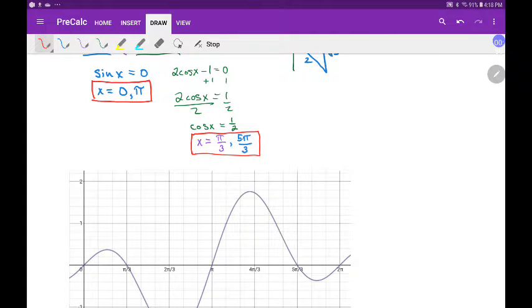If you look back at the last problem, you can see that our solutions are confirmed by the graph at 0 and at pi and pi over 3 and 5 pi over 3. And we're not counting 2 pi because that wasn't included in the options. But anyway, there are all the solutions.